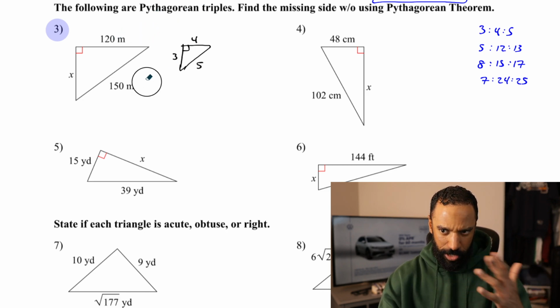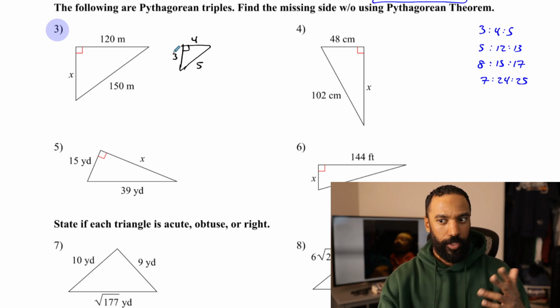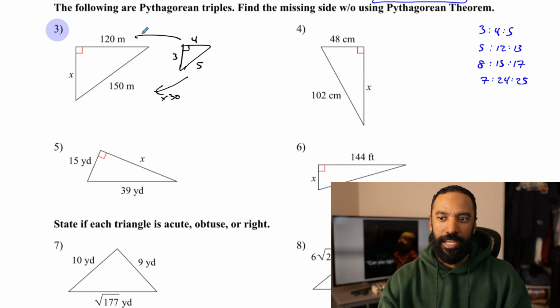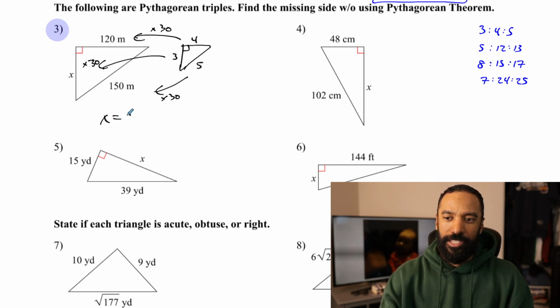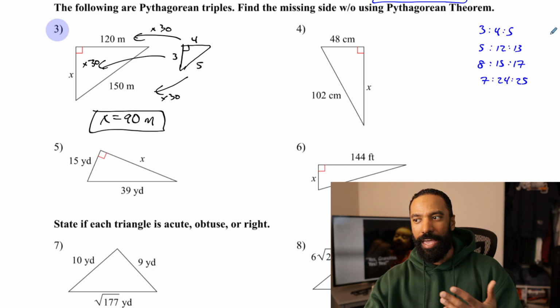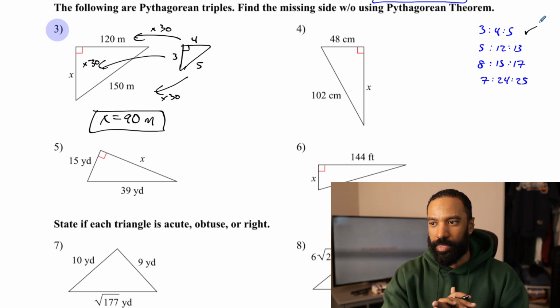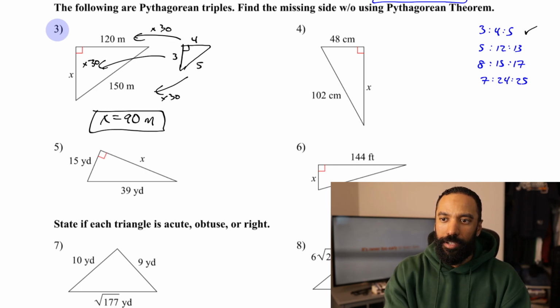So that's the idea. This is all about triangle similarity, and you could set up a proportion, but the idea is make everything 30 times bigger. Times 30, times 30, and hey, times 30. What's x? X is 90. X is 90 meters. That will give you a 3-4-5 special Pythagorean triple triangle, right? That's what that is. Now, number 4 follows the same premise.